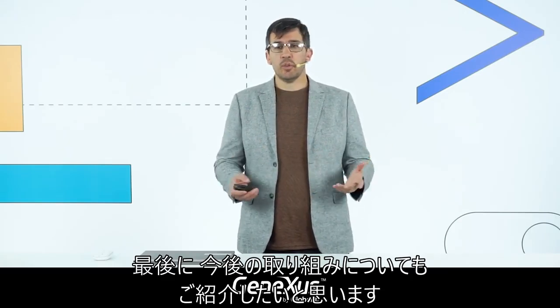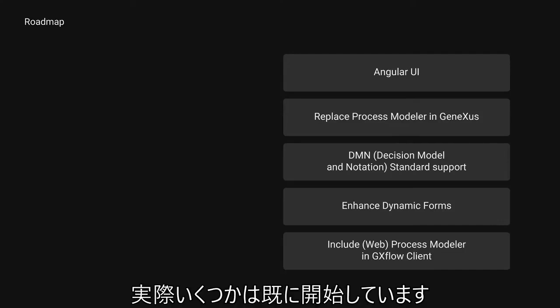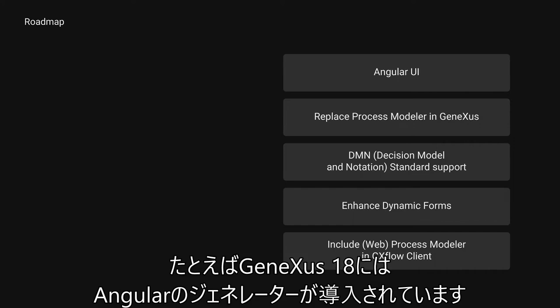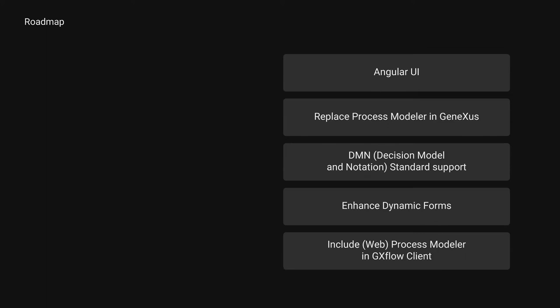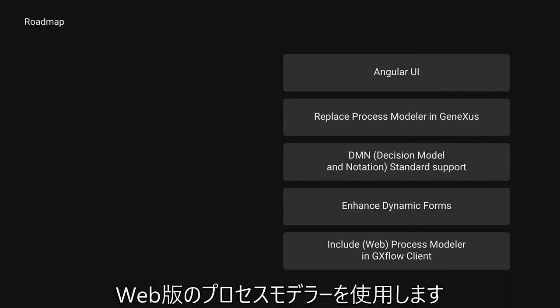Just to wrap up, I would like to show you a bit about what we're going to be working on in the future. So as a matter of fact, we are working on some of these things as we speak. You will see that GeneXus in this version is incorporating the Angular generator. So needless to say, we will incorporate a client that will be compatible with this generator. Another important thing that we're going to be working on is to replace the process modeler in GeneXus in the Windows version, and we're going to use the process modeler of the web version. So we're going to replace that, and we're going to use that instead.